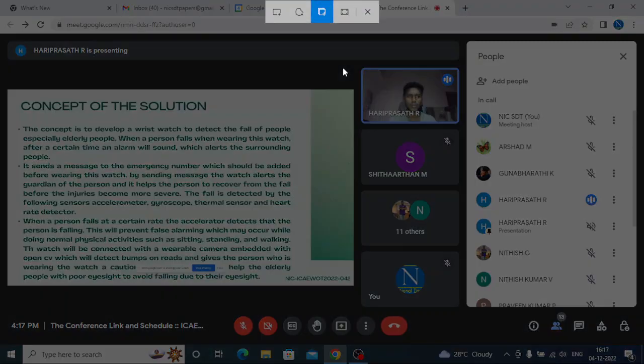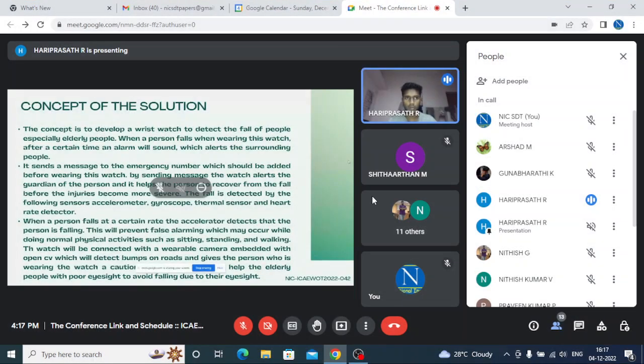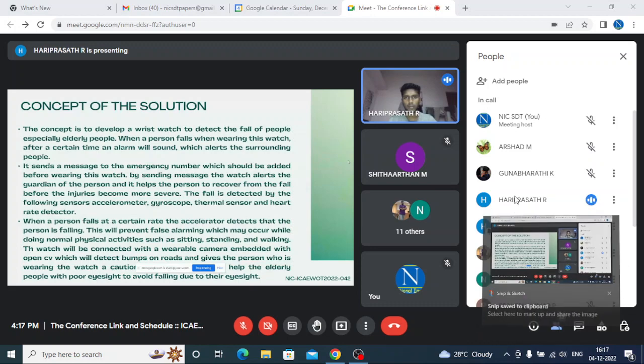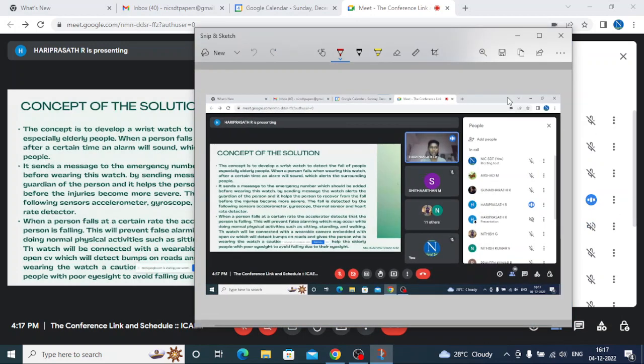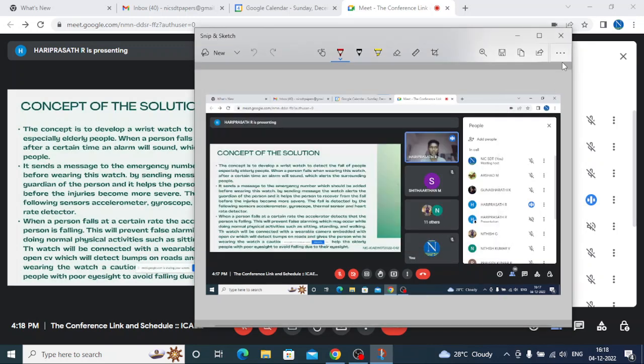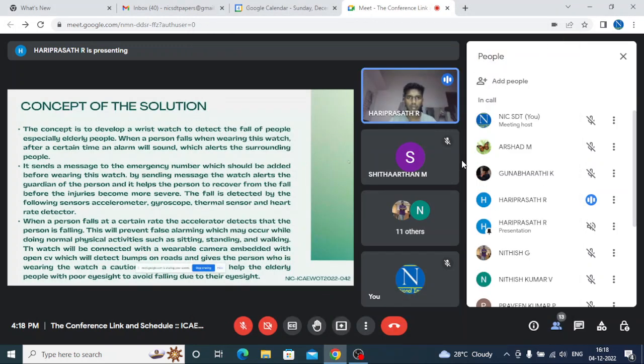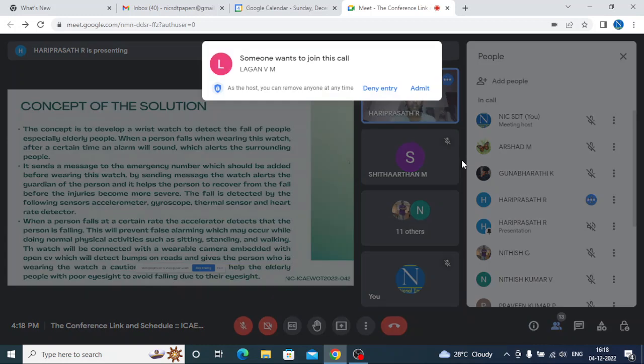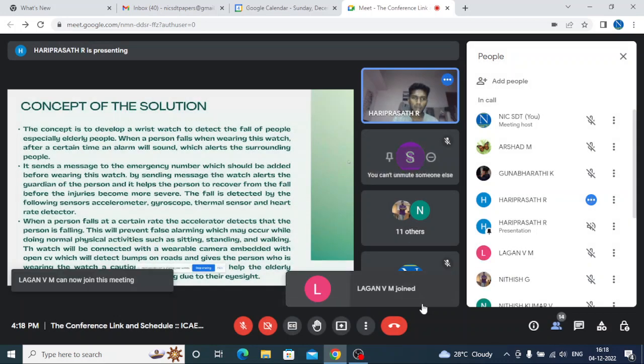The concept of the solution is to develop a wristwatch to detect the fall of people, especially elderly people. When a person falls while wearing this watch, after a certain time, an alarm will sound which alerts the surrounding people. It sends a message to the emergency number, which should be added before wearing this watch. The watch alerts the guardian of the person, and it helps the person to recover from the fall before the injuries become more severe.